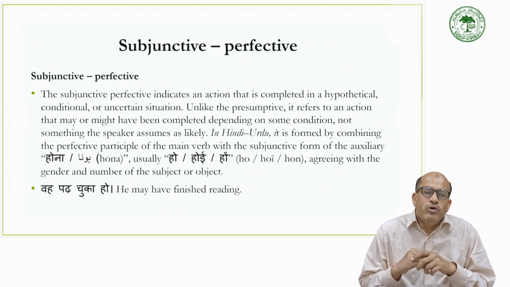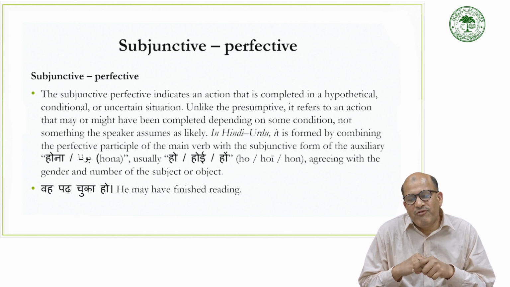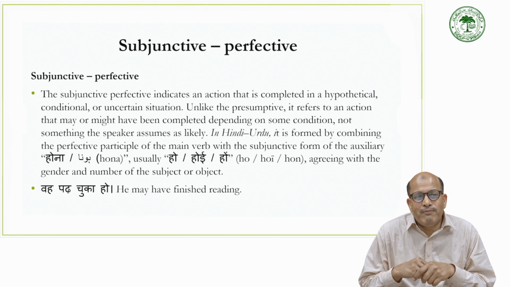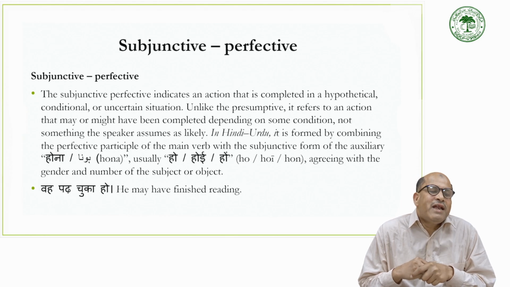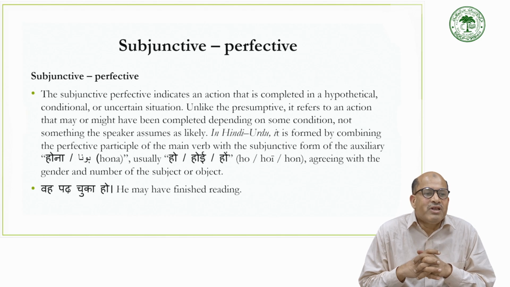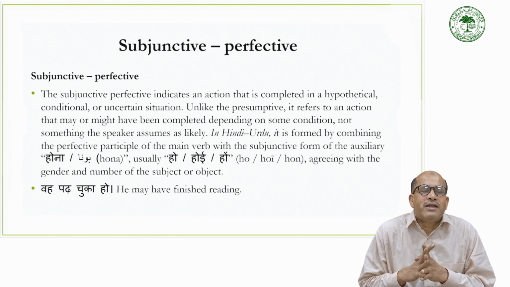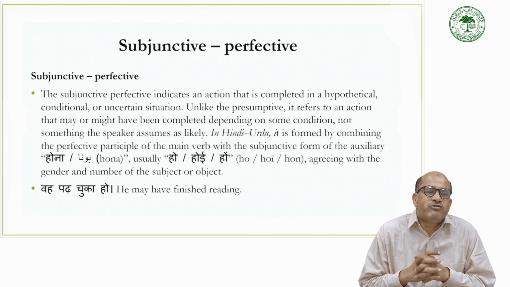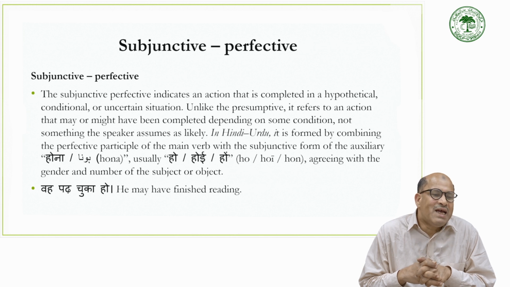In Hindi Urdu, it is formed by combining the perfective participle of the main verb with the subjunctive form of the auxiliary hona, usually ho or hui or ho, agreeing with the gender and number of the subject or object, depending upon the kind of verb being used, whether it is transitive or intransitive, in all perfective tenses. If it is transitive, it agrees with the object. If it is intransitive, it agrees with the subject.